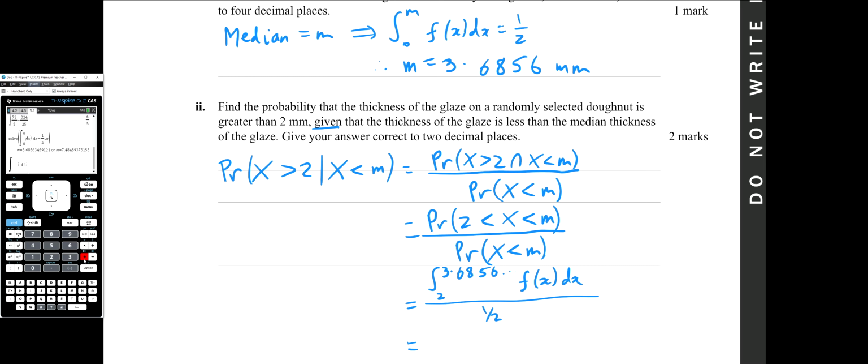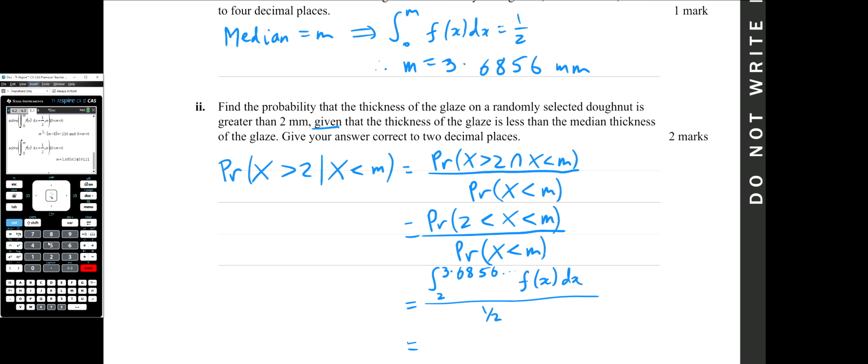So shift plus. Before we do that, actually, we can just work out the median by itself. So we're going to repeat the solve, but now tell the calculator that the domain is between 0 and 6. And that gives us the median just by itself.